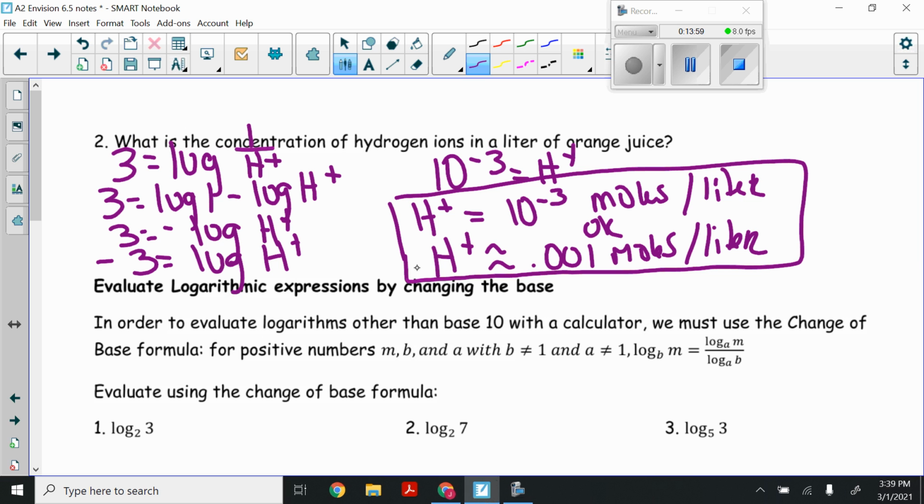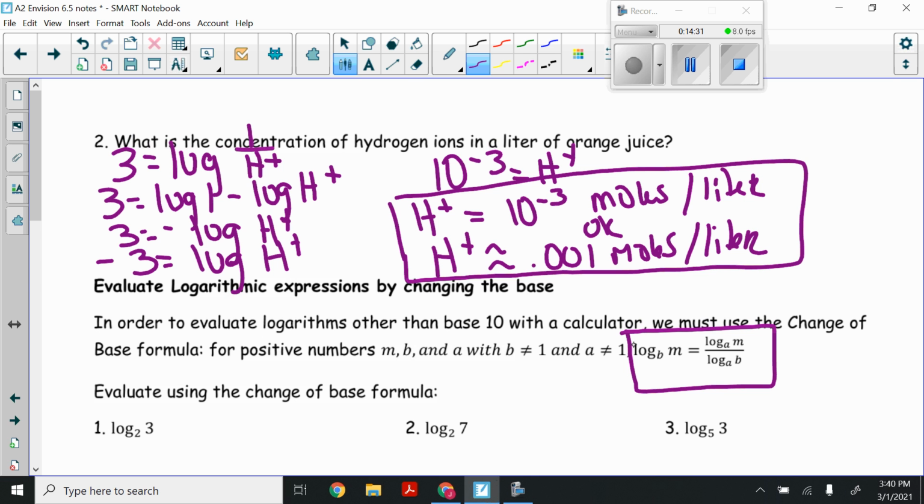The last thing that we want to talk about is evaluating logarithmic expressions using the change of base. In order to evaluate logarithms other than base 10 with the calculator, we must use the change of base formula. For positive numbers m, b, and a, as long as b and a are not equal to 1, this is the change of base formula. We need to memorize this. Log base b of m equals log base a of m divided by log base a of b.